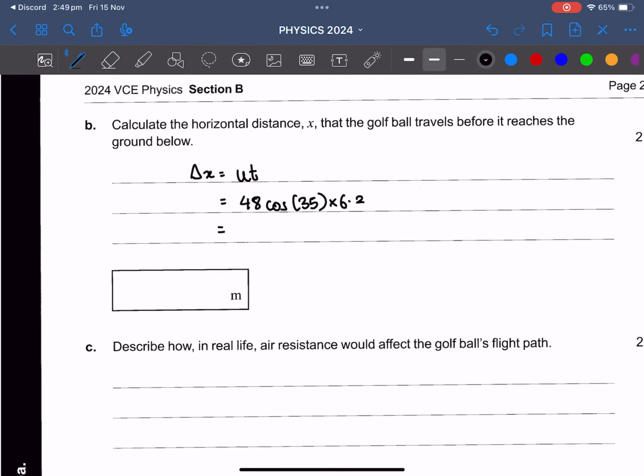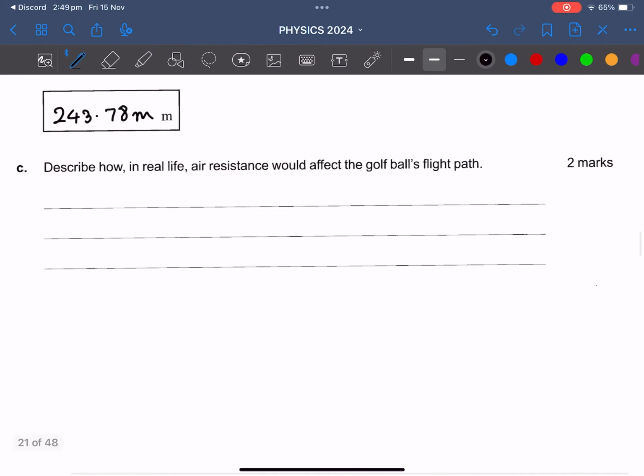So let me just put it in my calculator. 48 cosine of 35 times 6.2. So I get 243.78 meters. 243.78 meters. Okay, describe how in real life air resistance would affect the golf ball's flight path.